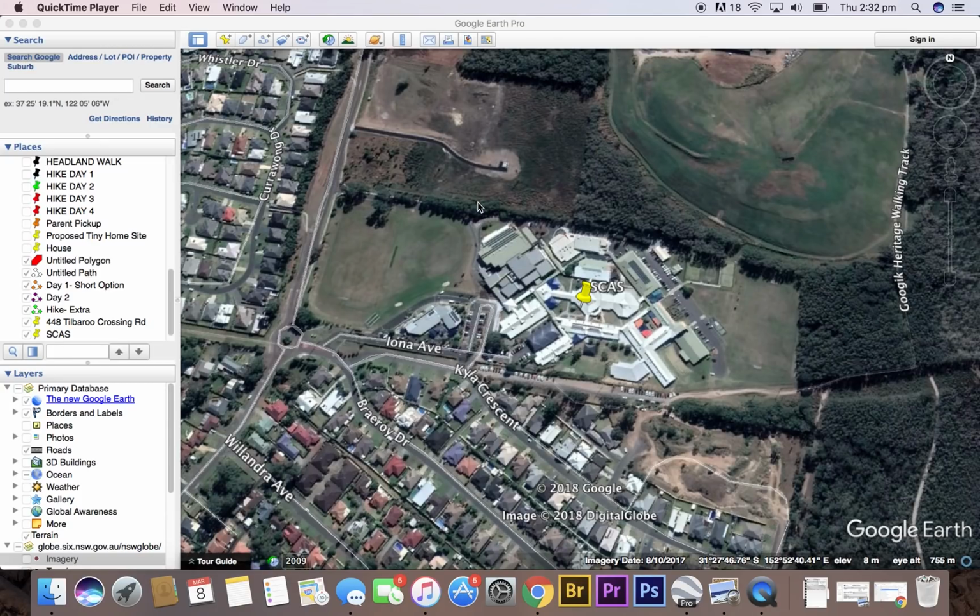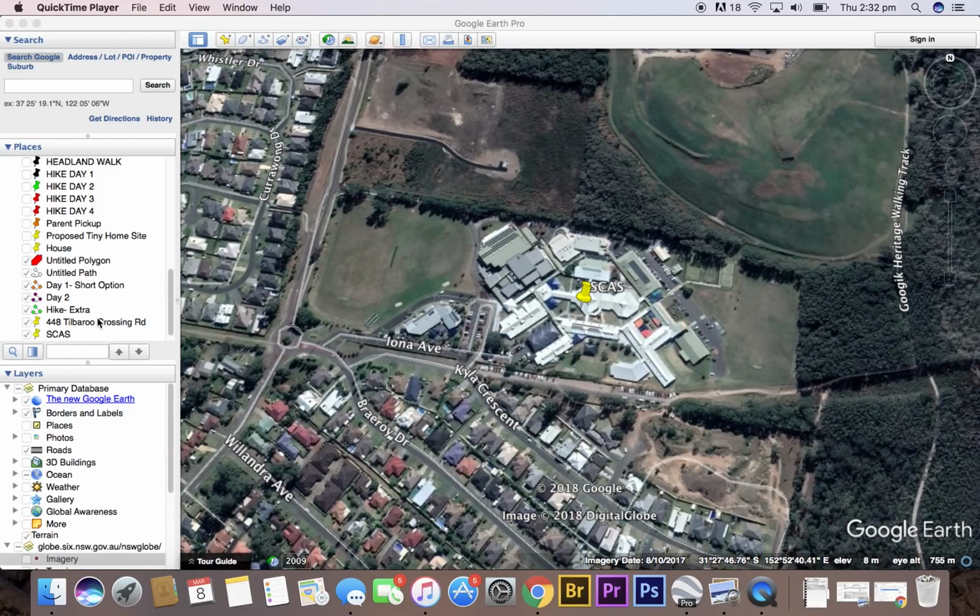So in this first video, we are going to look at the basic characteristics of our property, and our chosen property's location is 448 Tilbury Crossing Road, Toms Creek. This location lies west of Port Macquarie on the banks of the Ellenborough River.